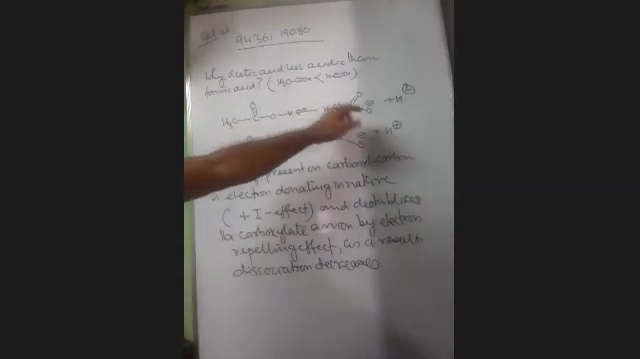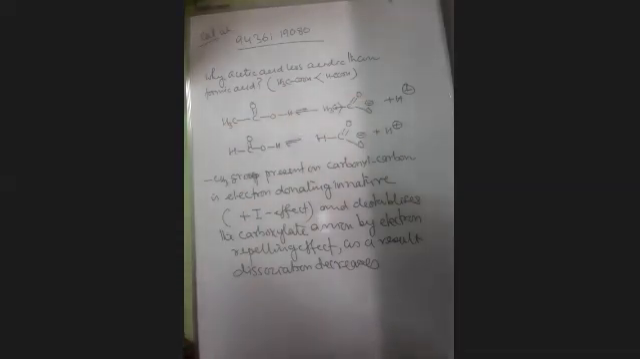Suppose you go to a place and you find that nobody is talking to you. In that case, you will not like to stay in that place. So same thing, due to repulsion the dissociation decreases. And as the dissociation decreases, the concentration of H plus in the solution decreases. So we can say these are less acidic.